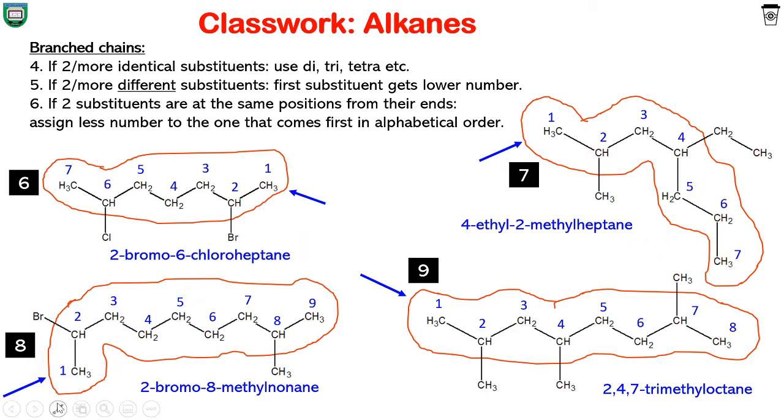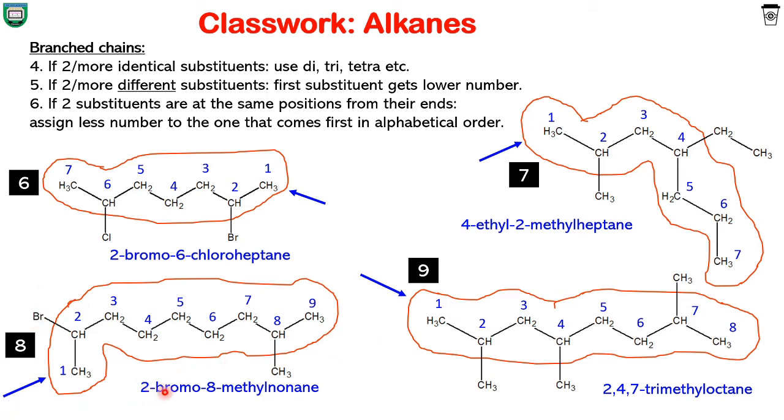8th one, this has 9 carbon atoms and 2 substituents. So bromine and methyl. We are numbering from left to right because bromine comes first in the alphabetical order, right? That's why this should get less number than methyl. If you start numbering from right to left, methyl gets 2 number. If you start numbering from left to right, bromine gets second number. So bromine comes first in alphabetical order. So we are doing the numbering from left to right.